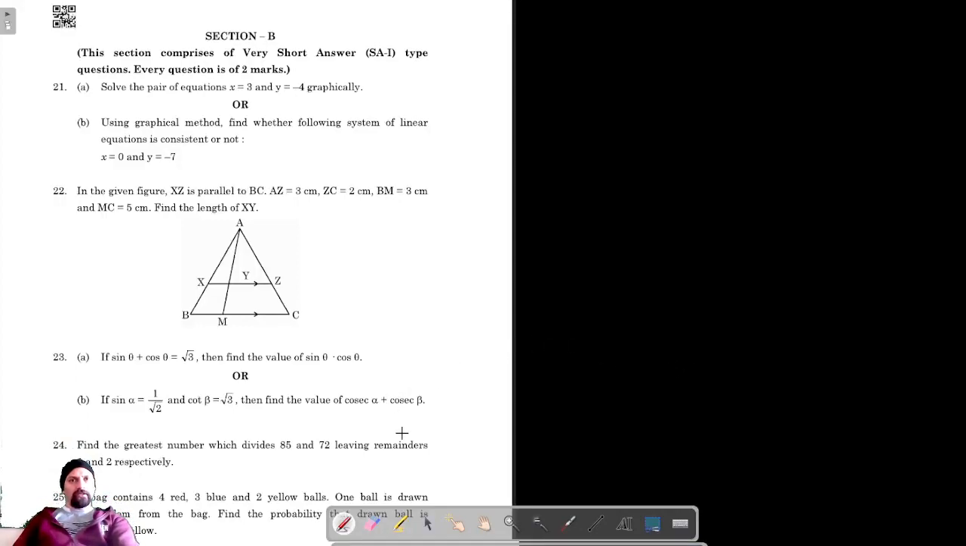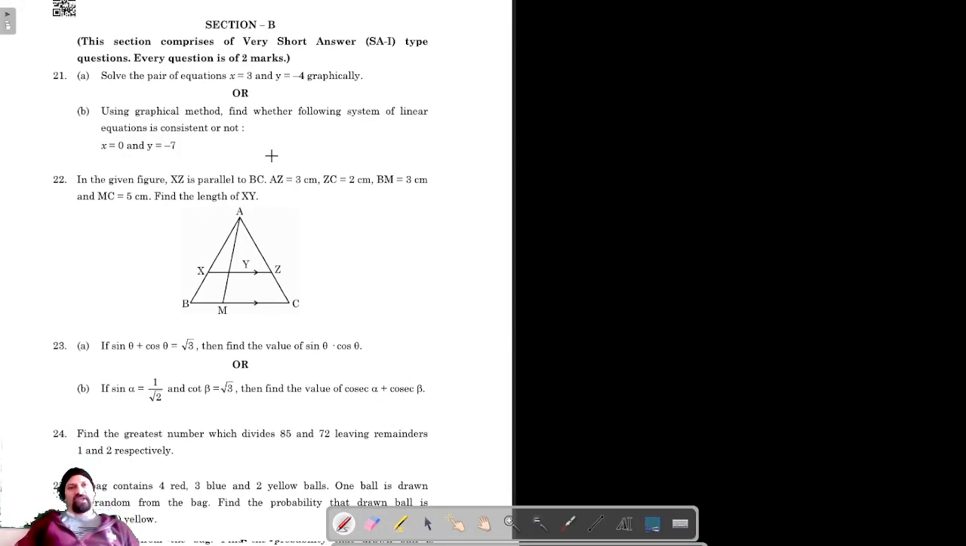Okay, so we are in section B, and this section comprises very short answer type questions, and every question is of 2 marks each. Okay, so the first one is we have to solve the pair of equations x is equal to 3 and y is equal to -4 graphically.